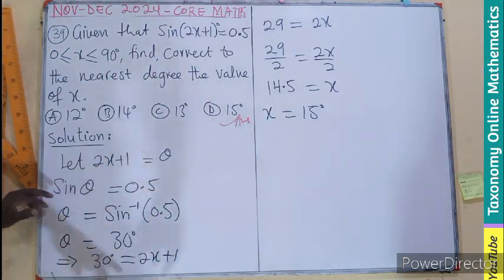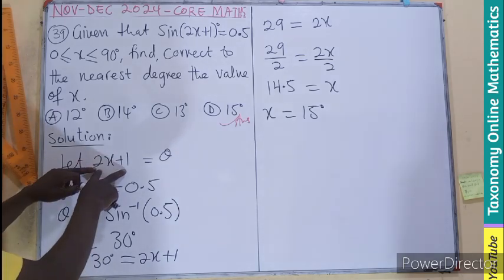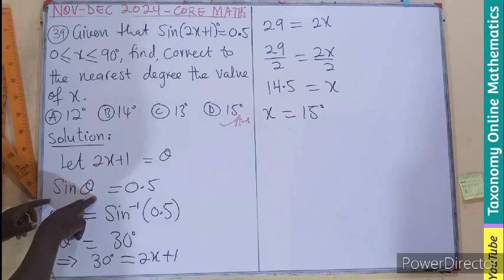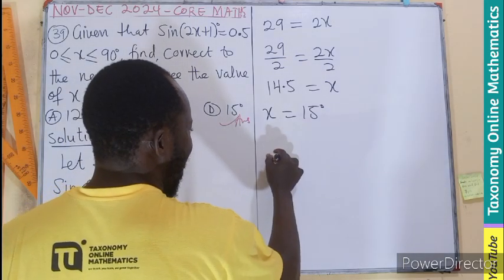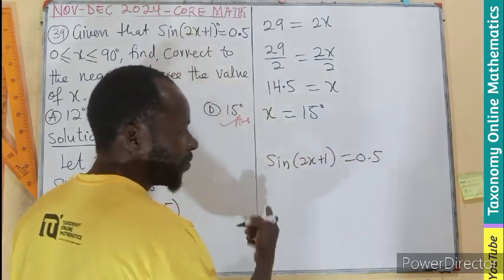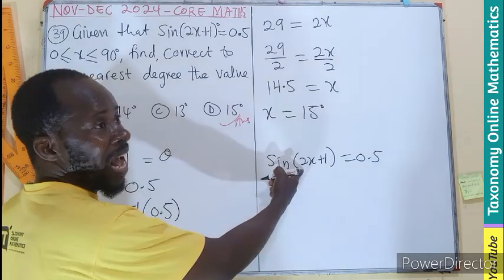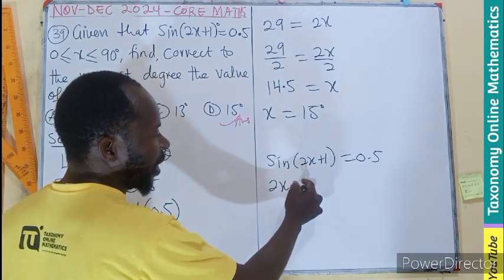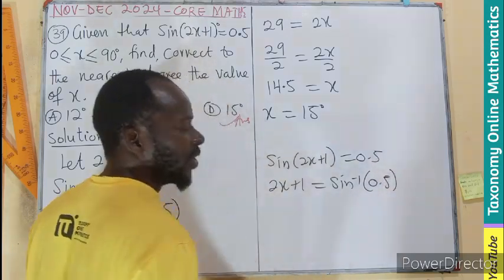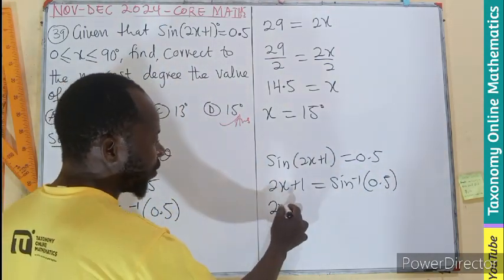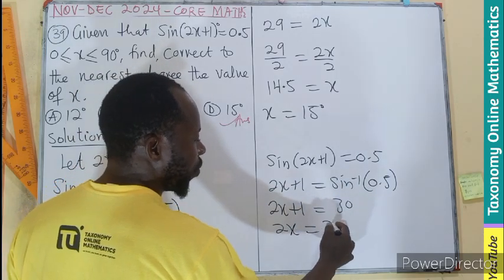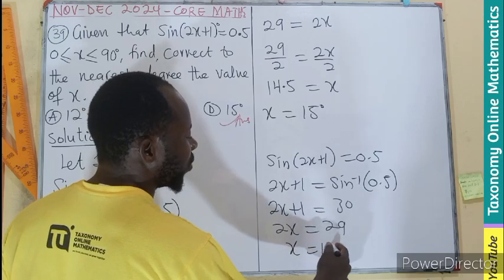It is not obligatory to equate the 2x + 1 to theta. You could just begin, just like you have done here: you maintain the 2x + 1 in here and find the sine inverse. As in, we can have sine(2x + 1) equals 0.5. Since we take this as just an angle we are looking for, 2x + 1 will be equal to the sine inverse of 0.5. So you have it as 2x + 1 equals 30, 2x equals 29, x equals what?